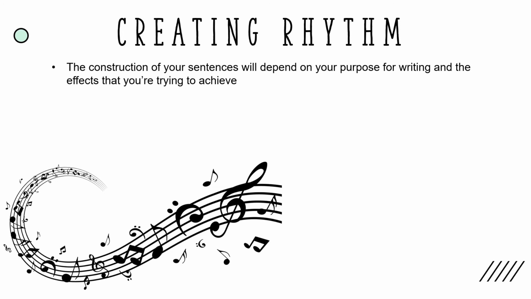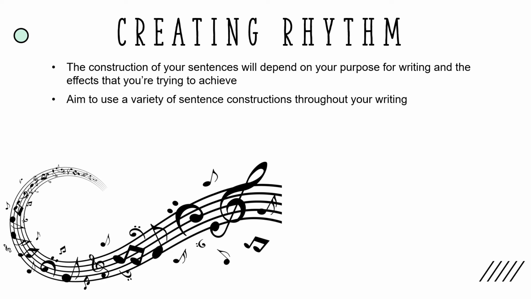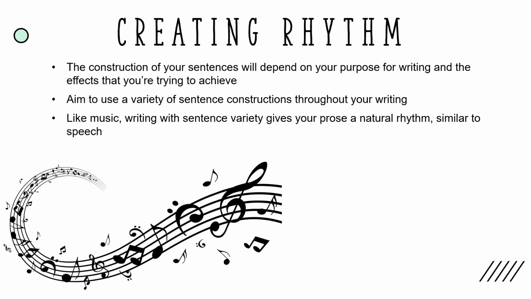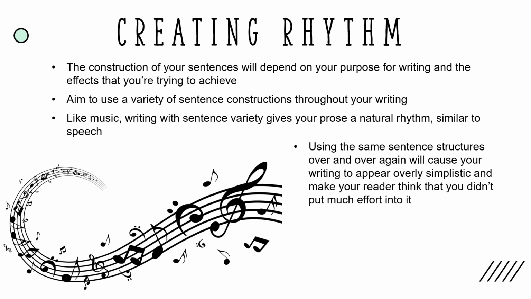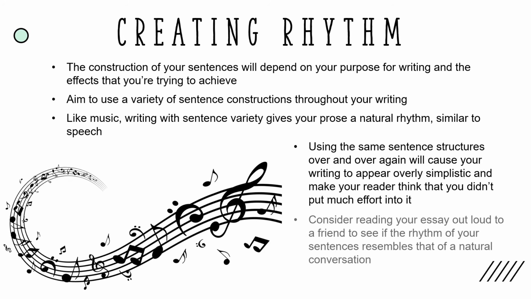Overall, the construction of your sentences will depend on your purpose for writing and the effects that you're trying to achieve. Most of the time, you should aim to use a variety of sentence constructions throughout your writing. Like music, writing with sentence variety gives your prose a natural rhythm similar to that of speech. Using the same sentence structures over and over again will cause your writing to appear overly simplistic and make your reader think that you didn't put much effort into it. Though structures like these may get your message across, they won't hold your reader's attention. Consider reading your essay out loud to a friend to see if the rhythm of your sentences resembles that of a natural conversation.